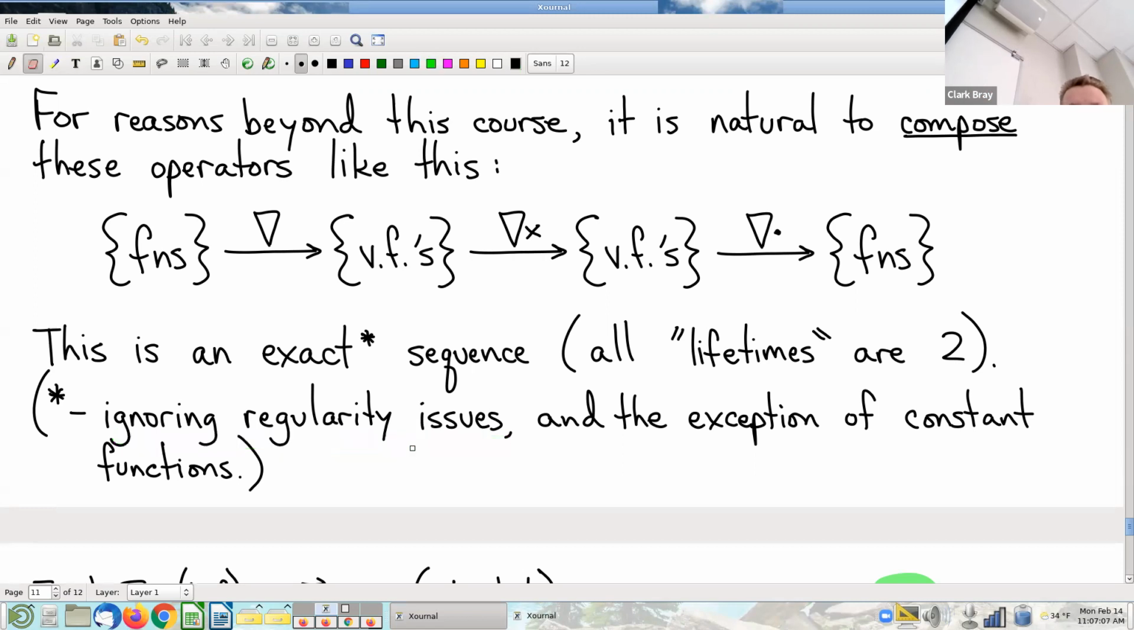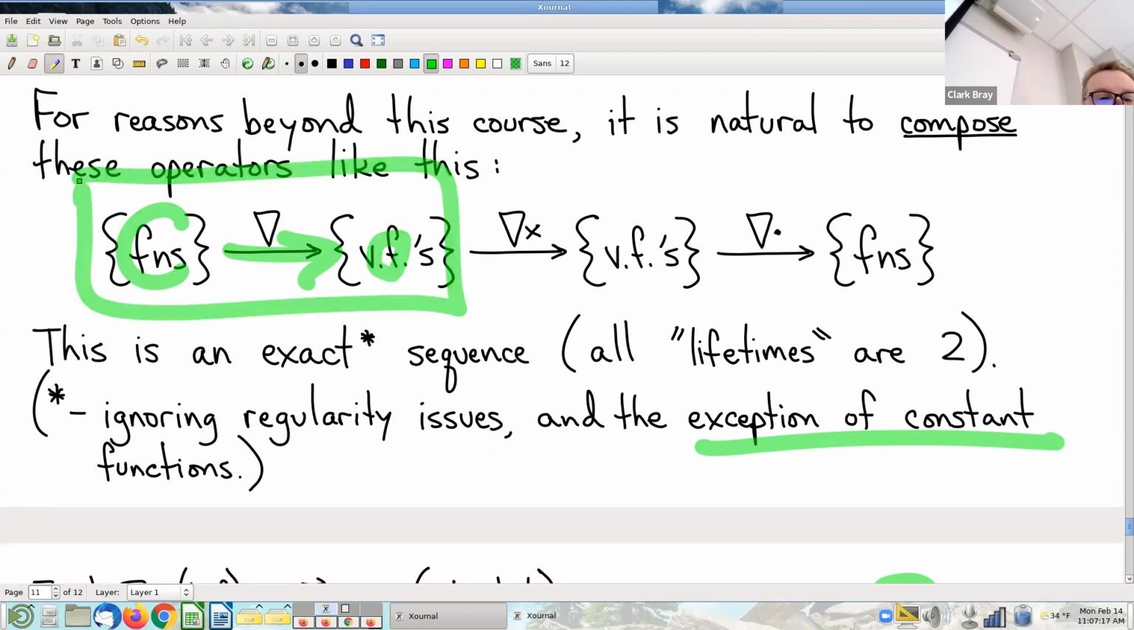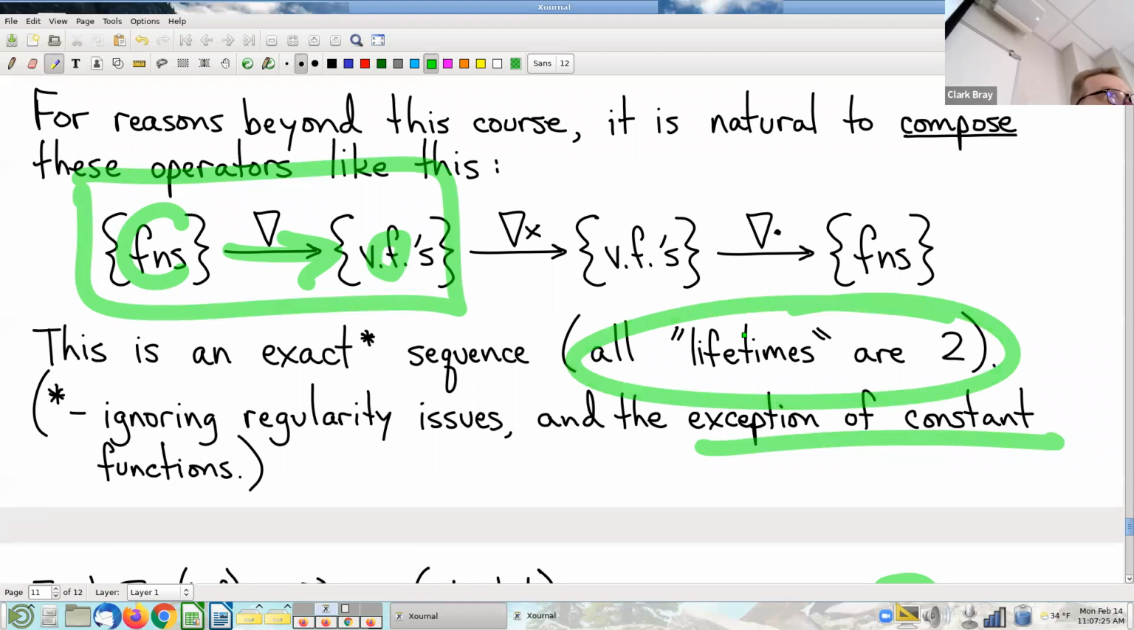And then there is the sad exception of constant functions, because if you think about it, if you have a constant function here, you take the gradient, you get 0. This is a lifetime of 1. It's a sad story. It's the only counterexample, though, to the general rule that all lifetimes are 2. Okay, cool. So that's a good ending point.